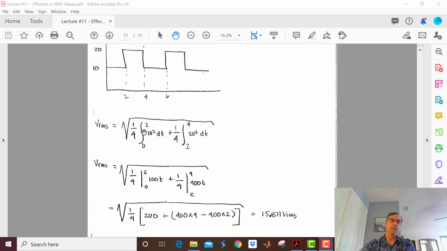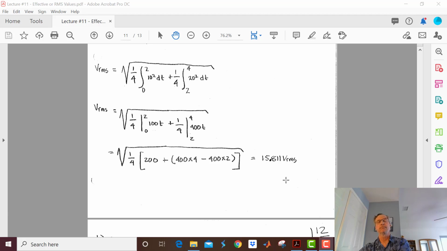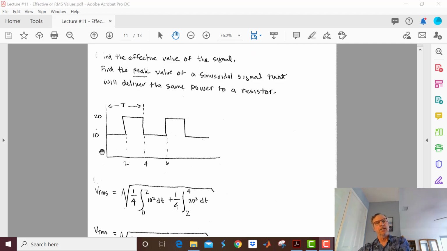V_RMS is here. Let's do this one. 10 squared is 100, and integrate the constant. We get t, and here are our limits of integration. Same deal here with the second integral. We bump through the numbers, and we get 15.811 volts RMS. 15.811. We like that? Let's take a look. Is the RMS value going to be 10 volts?